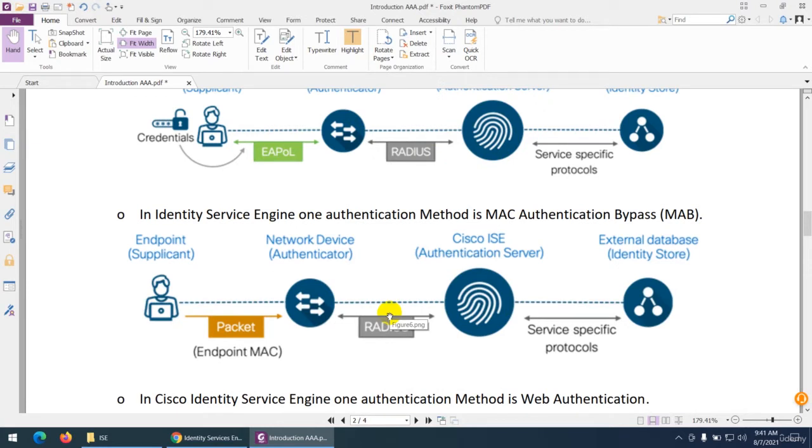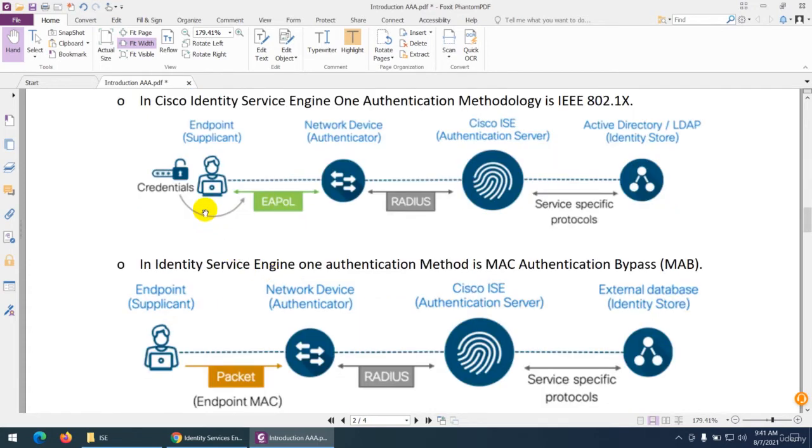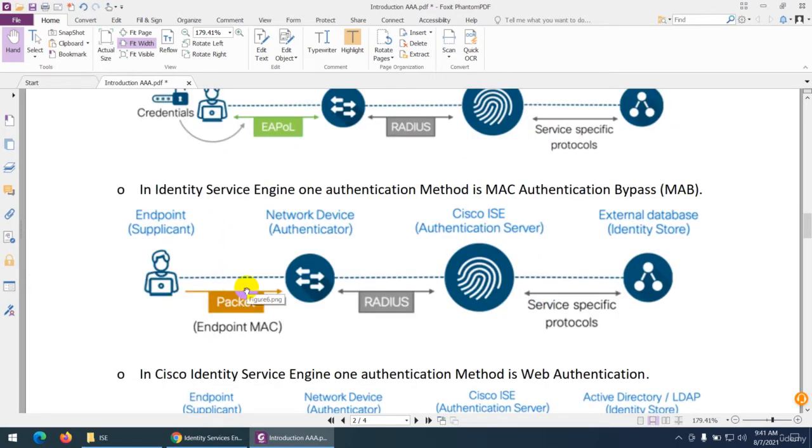Another is MAB authentication. Maybe you don't have a supplicant, like a fax machine, maybe printers, maybe any other device where you cannot install a supplicant. So then there is another authentication method, which is MAC authentication bypass. You can use that too. Through the MAC address you can prove your identity.